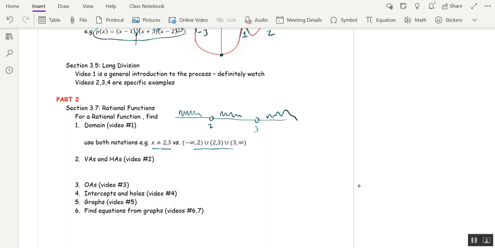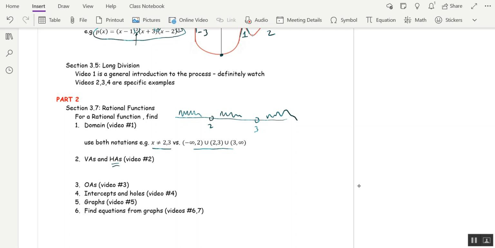Horizontal asymptotes and vertical asymptotes. Horizontal asymptotes have a set of rules associated with them, and those are reviewed in video 2. Vertical asymptotes are where the denominator of the rational function is 0. OAs, that stands for oblique asymptotes. You'll find those by using long division.